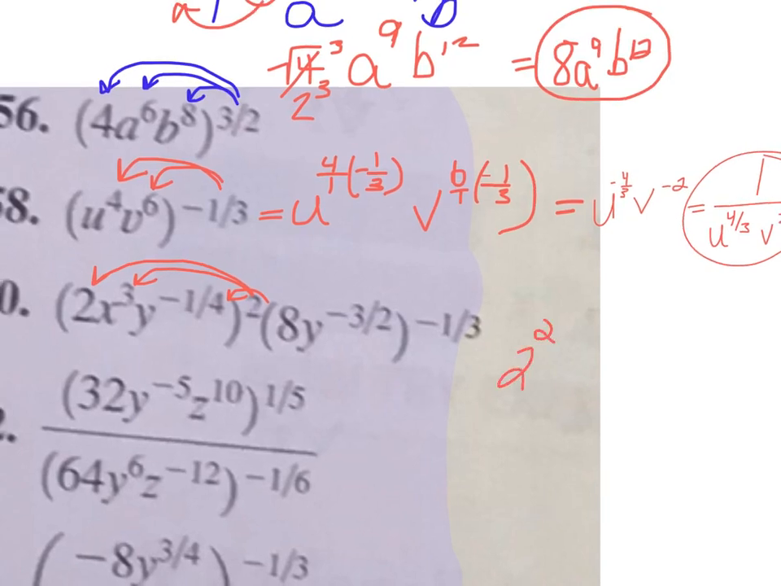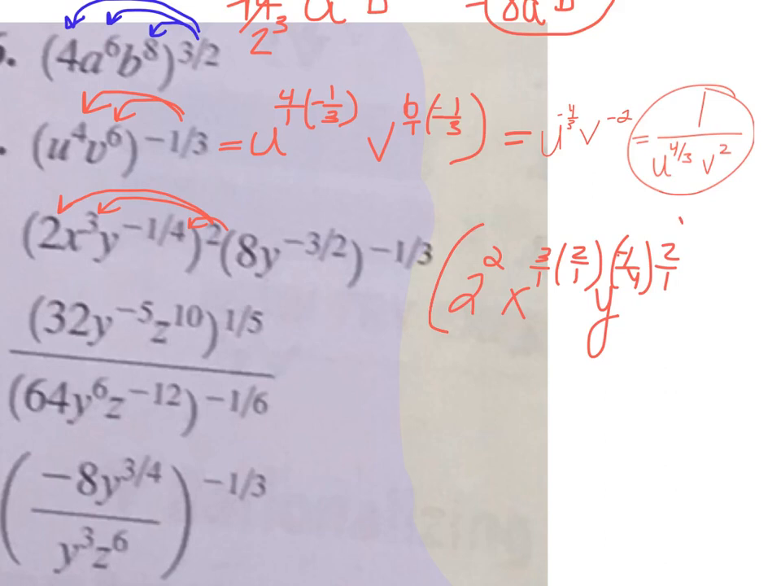2 to the 2nd power, good. And then x to the 3/1 times 2/1, and then y to the negative 1/4 over 2 over 1. If you guys don't want to write everything out, you don't have to. I'm just trying to show you what's the easiest thing I think to do.